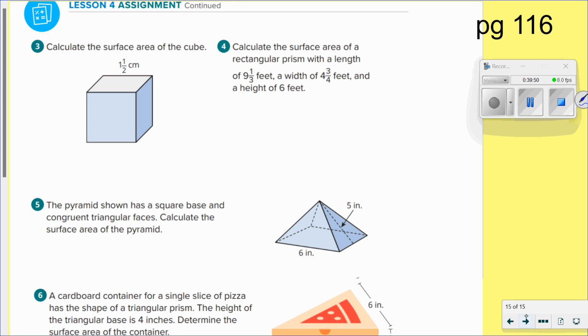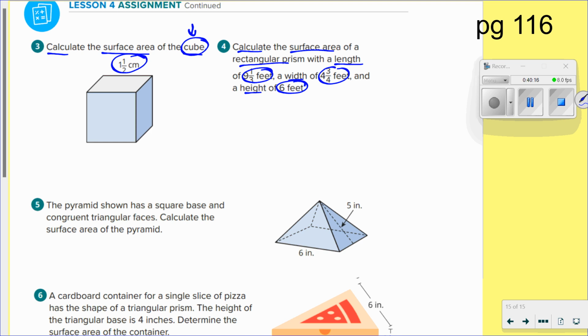Going to page 116. Calculate the surface area of the cube. That's a cube. That is key because it tells me every measurement is 1.5. So hint, find one of them, do it times 6. You don't have to do it 6 times. Calculate the surface area of a rectangular prism with a length of 9 1/3, a width of 4 3/4, height of 60.